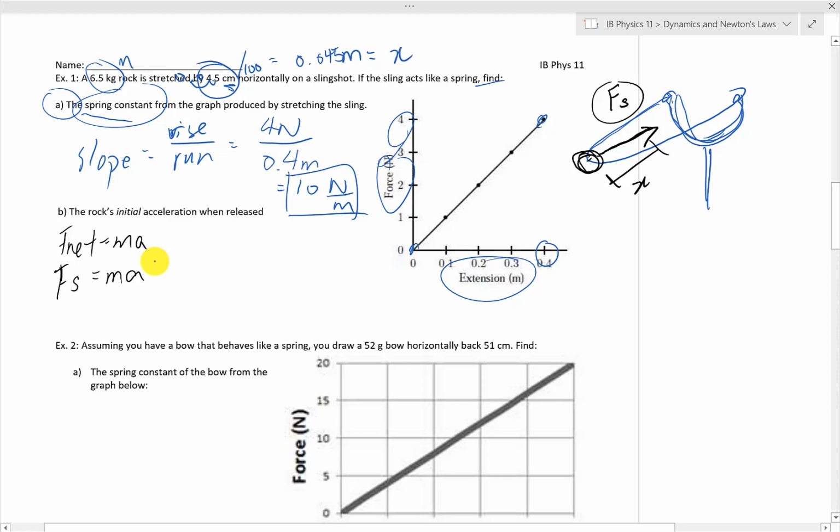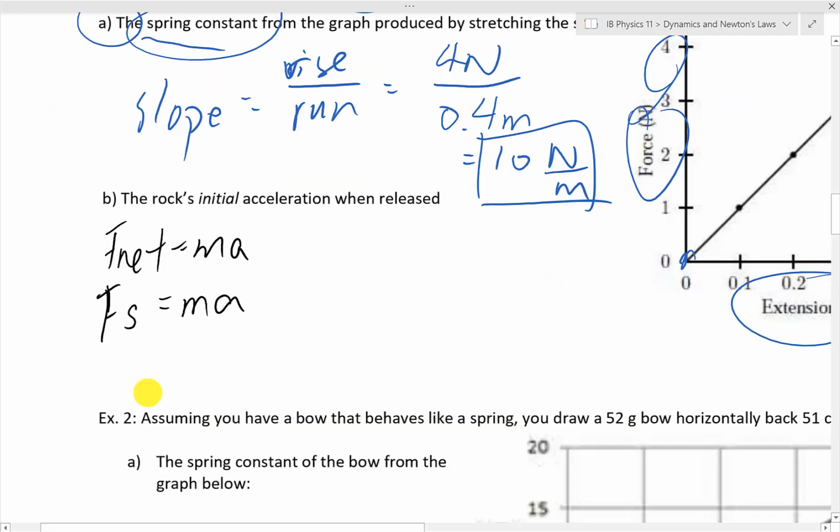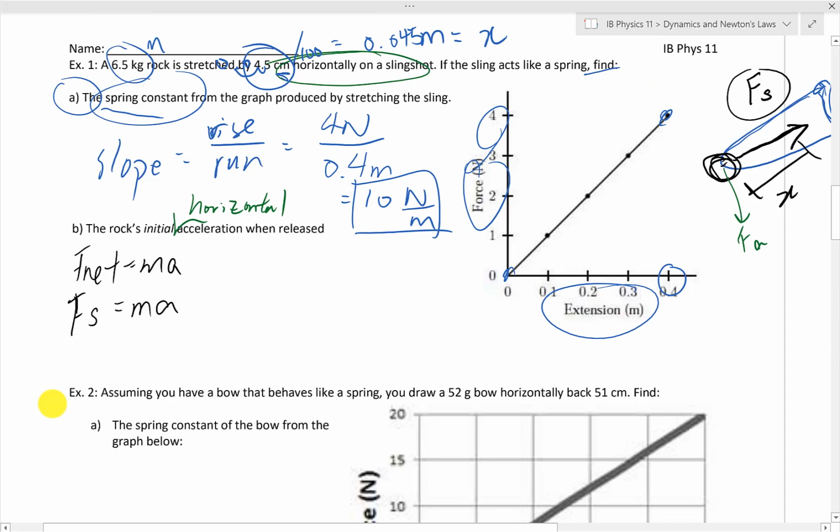And that's it. You might be thinking, what about gravity? Sure, there is gravity, but notice we are only talking about the horizontal. We're only talking about the horizontal forces acting on the rock right now. And you're right, to be more precise, this question should have said the rock's initial horizontal acceleration. So then we can just put in the x's here just to signify that.